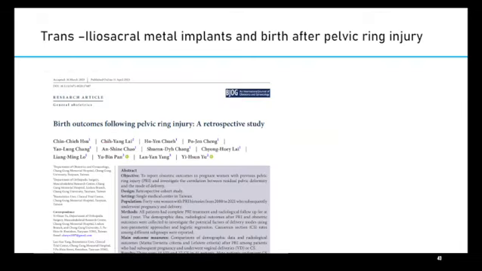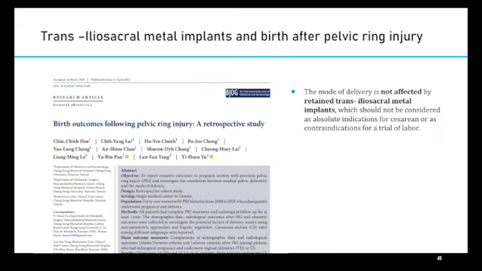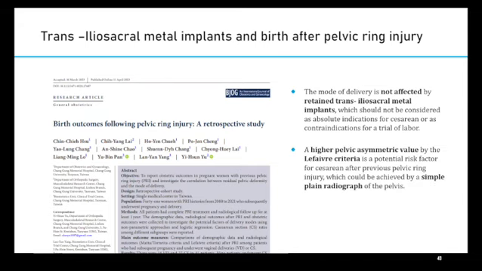So this is a second study that talks about the residual retained internal fixation devices, and they found that the mode of delivery was not affected by the retained internal fixation devices, including iliosacral implants, but a pelvic asymmetry because of fracture, post-fracture deformity, is an indication for cesarean, but that's determined by a simple radiograph of the pelvis.